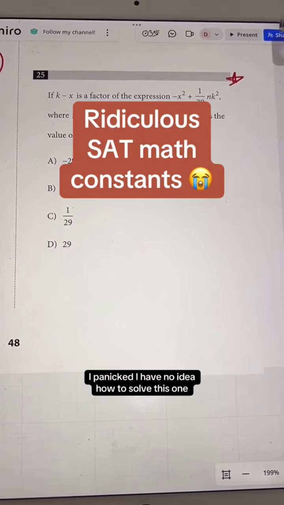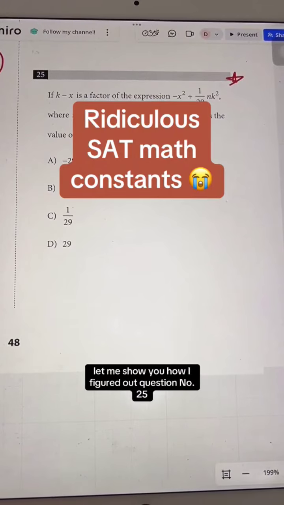The first time I saw this problem, I panicked. I have no idea how to solve this one. Let me show you how I figured out question number 25.